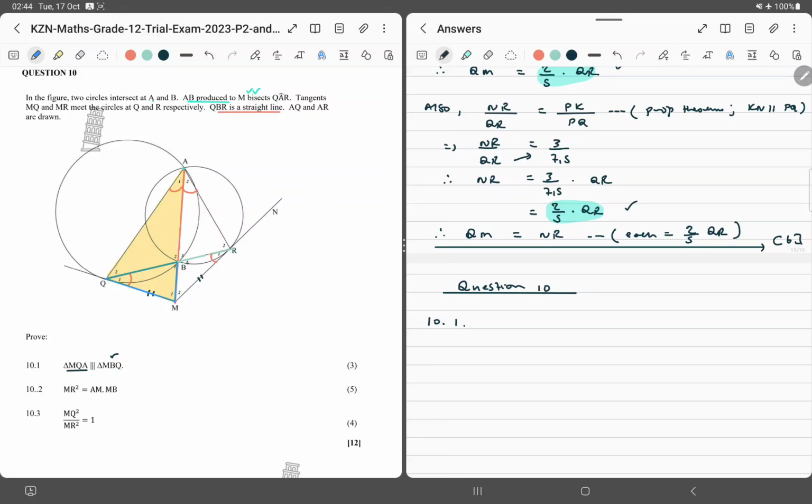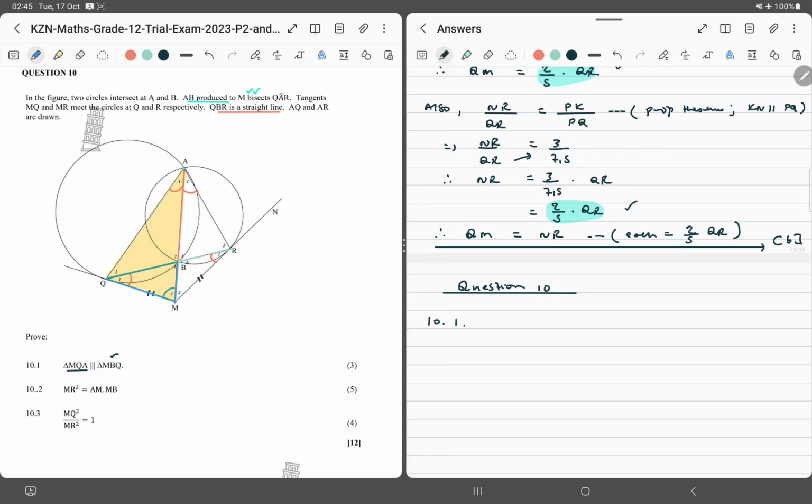So what do we know? We know that angle M1 is common to both, right? Because both of these triangles have M1. And then this Q1 is equal to A, tan chord theorem. And then the remaining will be the remaining angles.